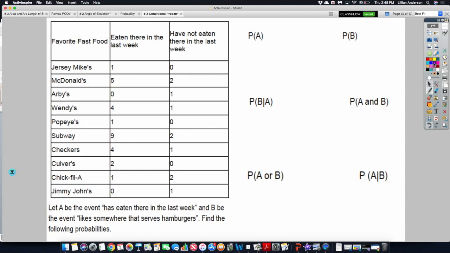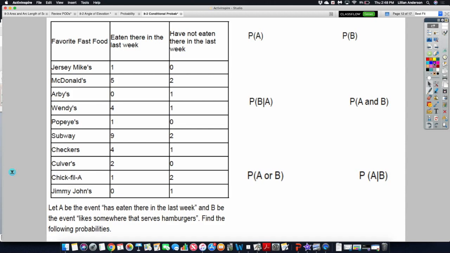We got some fast food places. I guess a survey was taken where people had eaten there in the last week, and people had not eaten there in the last week. We're going to let A be the event that someone has eaten there last week, and B be the event that somewhere serves hamburgers. Okay? And we're going to find those 6 different probabilities.